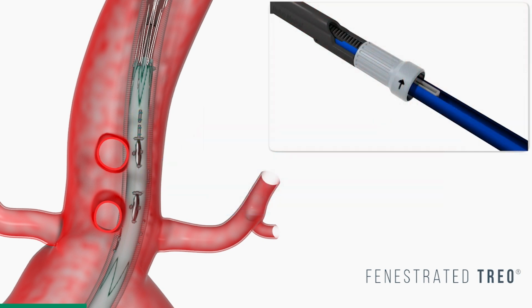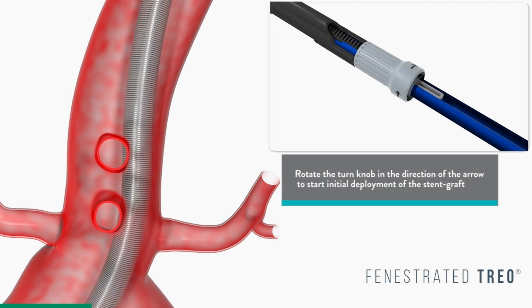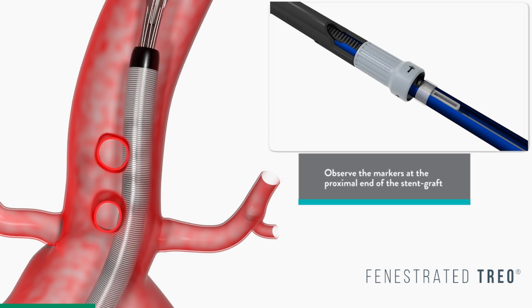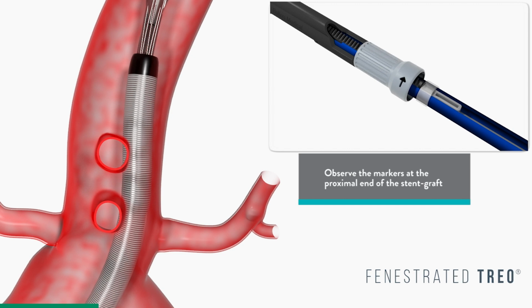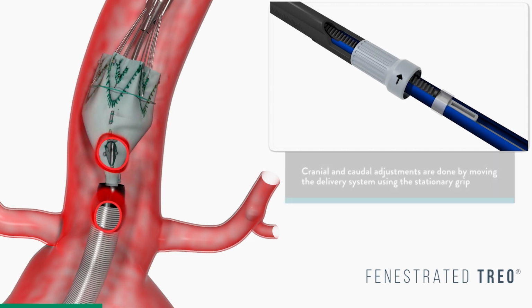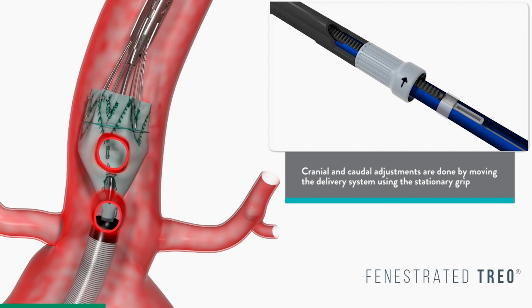To deploy the main bifurcated stent graft, hold the stationary grip and rotate the turn knob in the direction of the arrow to start initial deployment of the stent graft. Observe the proximal end of the stent graft as it starts to deploy. During initial deployment, final cranial and caudal adjustments are done by moving the delivery system using the stationary grip.